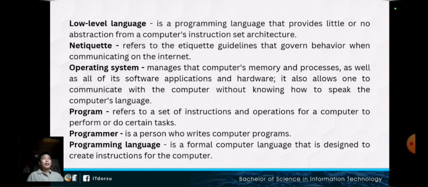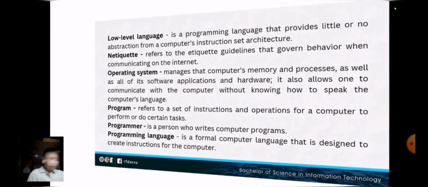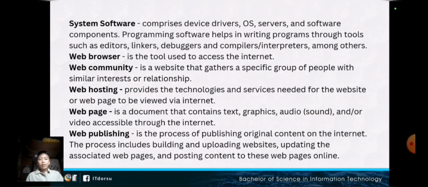So, gaya ng isa ng na-explain ko kanina, yung tinatawag kong Java. So, ito yung mga halimbawa ng programming language. Like Python, Java, PHP, Fortran, Pascal. Excuse me. Next is the system software.